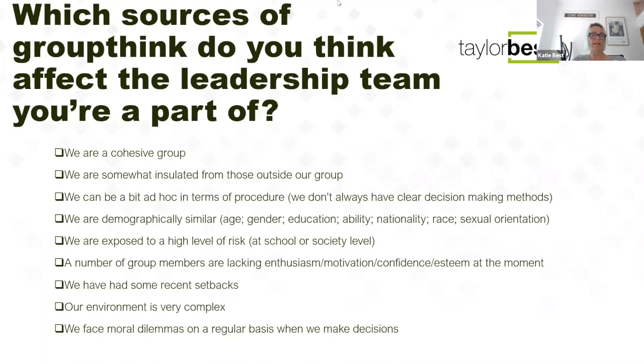And so you might have made progress in terms of having leadership teams that aren't demographically similar. You might have really good procedures, but you're still likely to face at least 3 or more of those sources of groupthink. It would be hard to find a team that is exempt from groupthink, both because of our human nature and because of the way that teams are set up.